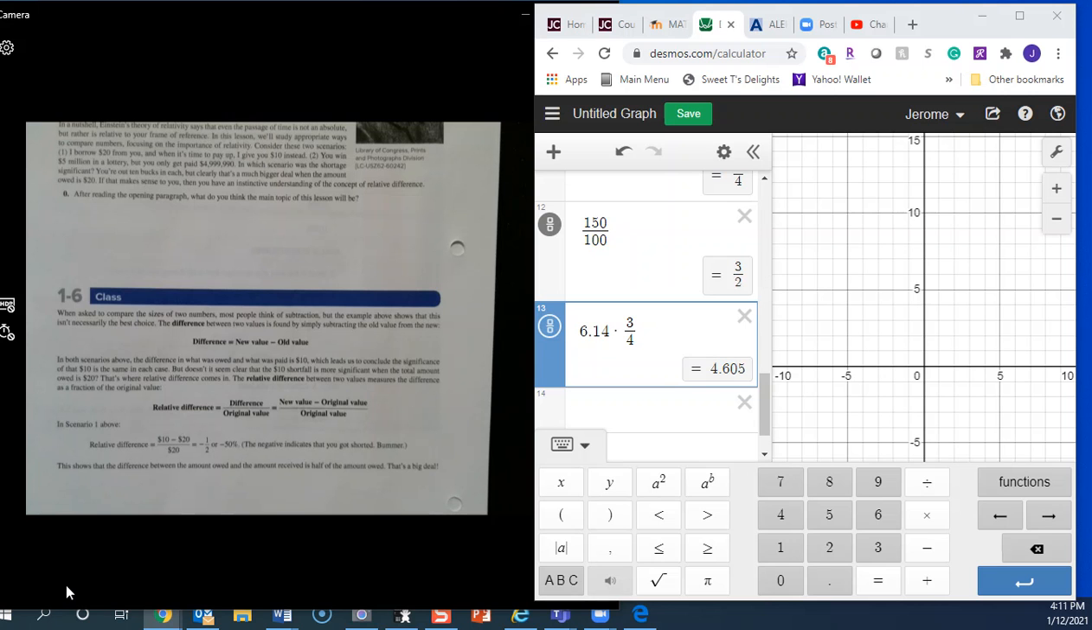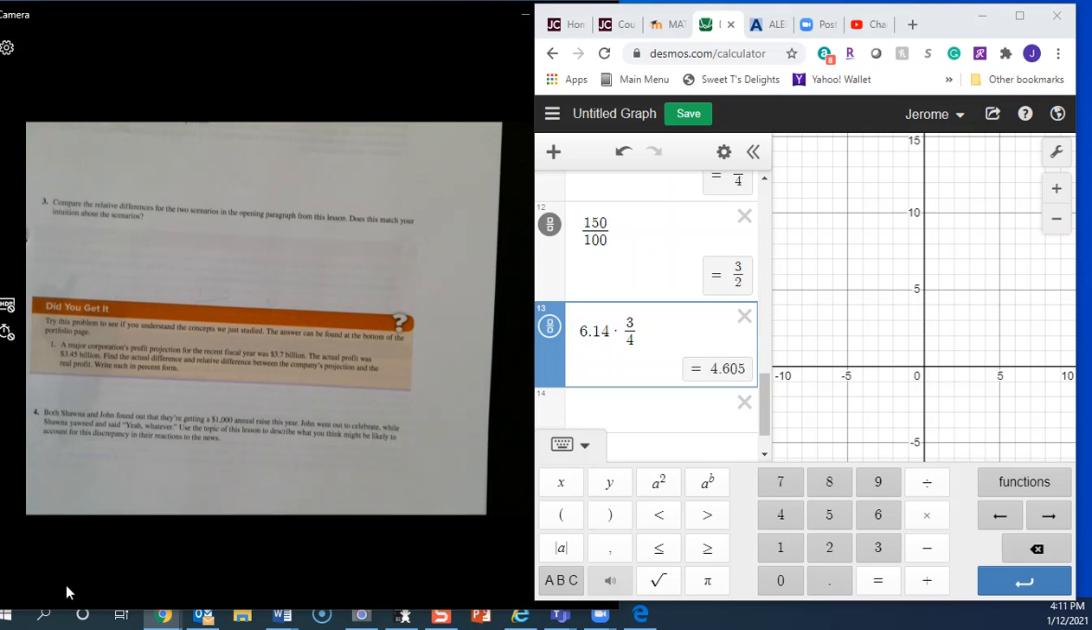Now in scenario 1 above, the relative difference is $10 minus $20 over $20, which means that it's a negative 50%. The negative indicates that you got shorted. Okay, this shows that the difference between the amount owed and the amount received is half of the amount owed. That's a big deal.